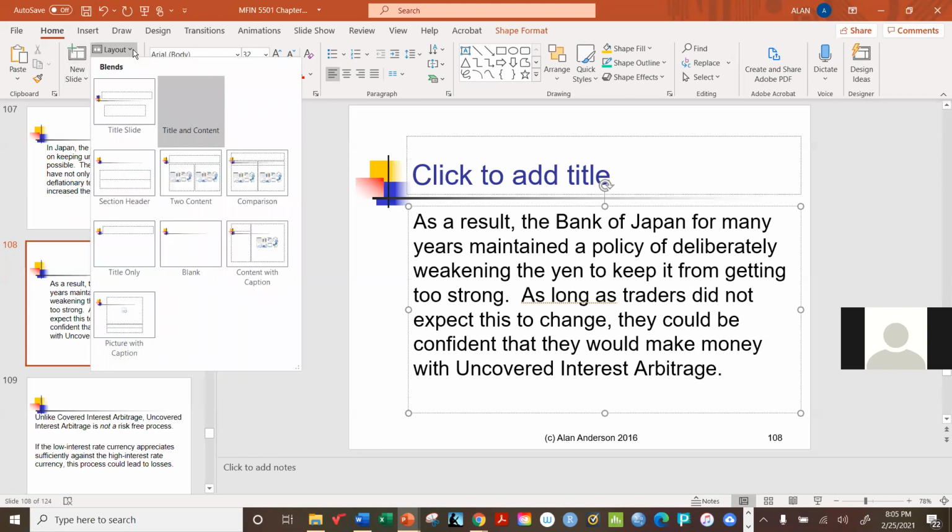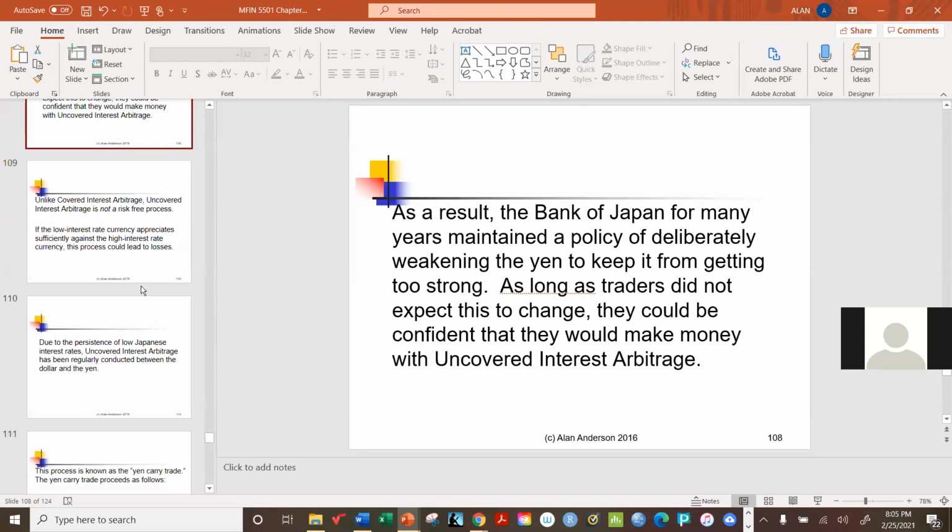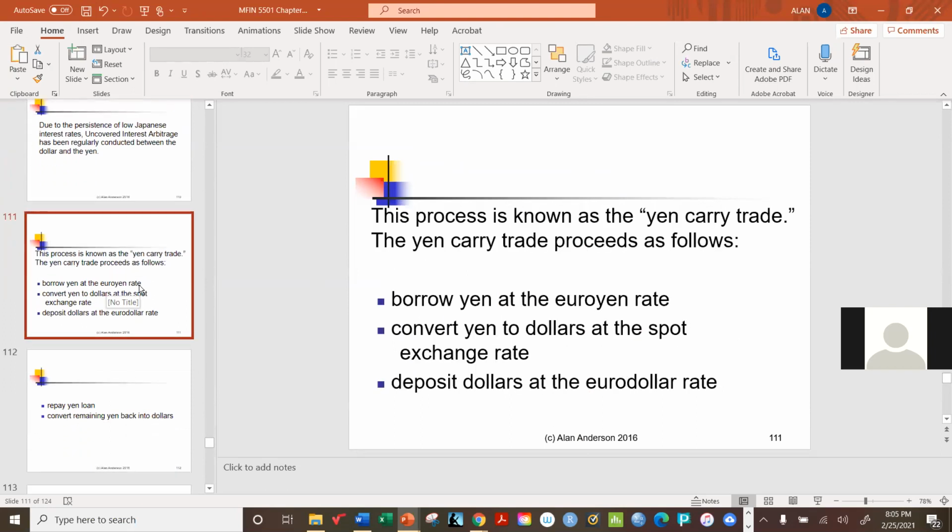And so let me show you with a graph what this is all about. So this is what the yen carry trade means. American traders borrow yen at the euro yen rate, which is really low at the time compared to the dollar, convert those yen into dollars at the spot exchange rate, deposit them at the euro dollar rate, and then in the future repay the yen loan. In other words, take some of those dollars, turn them back into yen, and repay the yen loan. And if nothing went wrong, this should have resulted in profits.